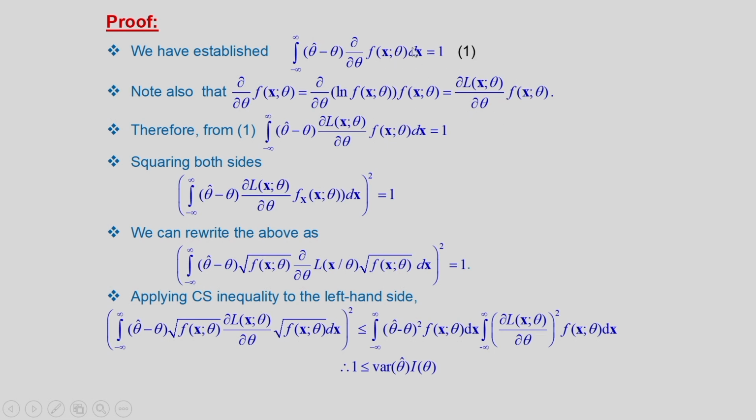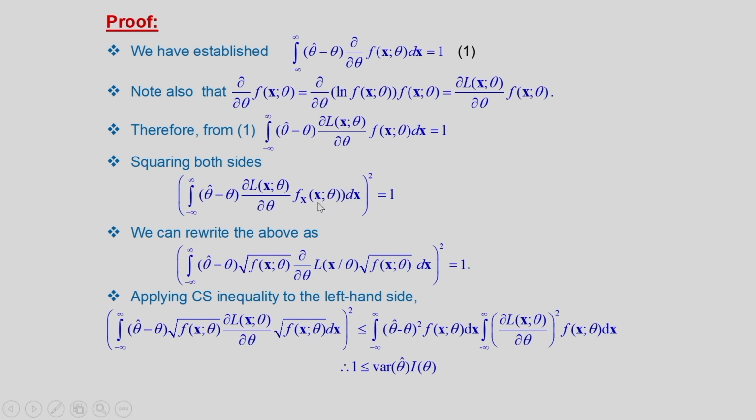Therefore, expression 1 can be rewritten as the integration from minus infinity to infinity of (theta hat minus theta) times del l of x, theta, del theta times f of x, theta dx is equal to 1. So, this is the modified form of this equation. Our aim is to apply the Cauchy-Schwarz inequality to the left side of this expression. So, we first square it; if I square this expression, then also this will be equal to 1.